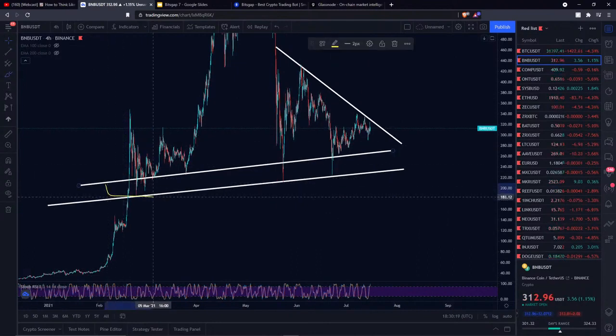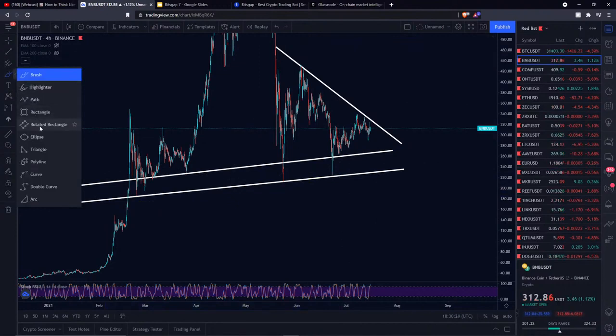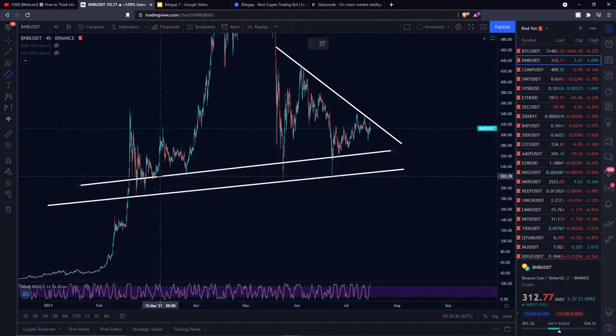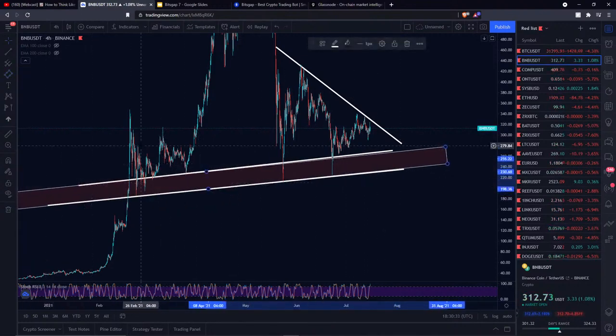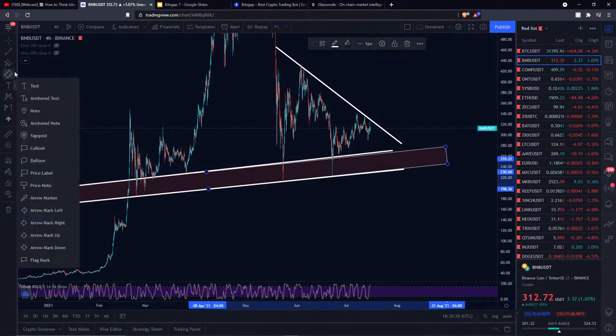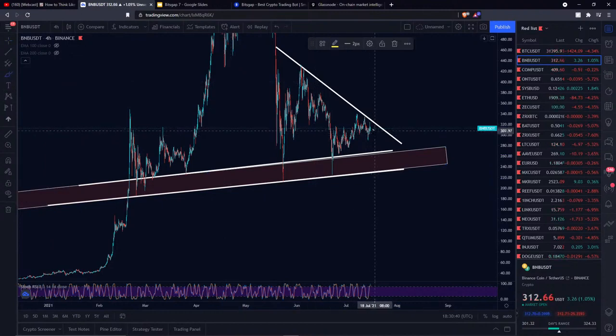I've actually made the zone here. No, actually, let's use another one, maybe the rotated rectangle. I hope that's the tool I'm looking for. Oh yes, that's the one. So let's say that's the support area, right? You can expect the price to fall back here and bounce off it, or you can expect the price to go here and bounce off it, or maybe go here and bounce off it. So there are several possible scenarios out here.